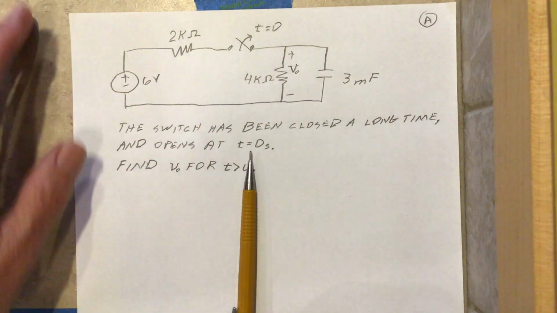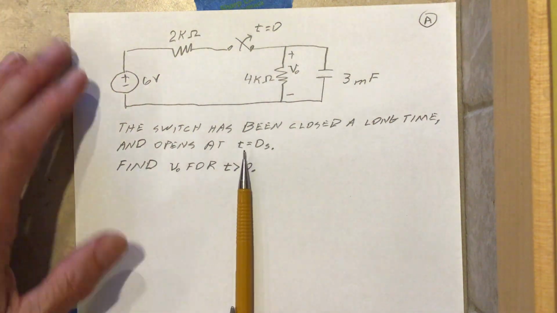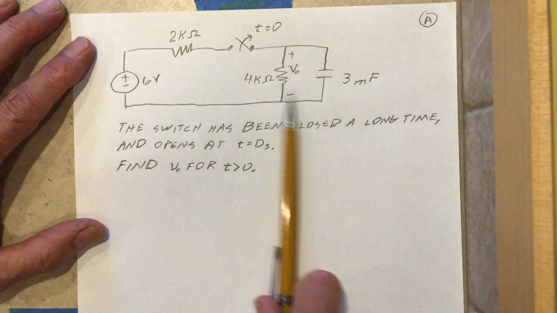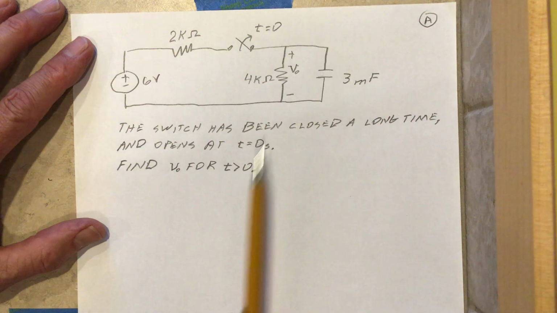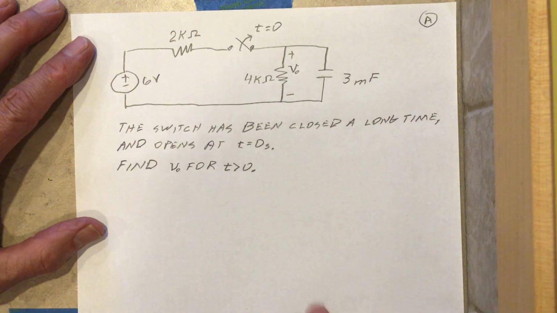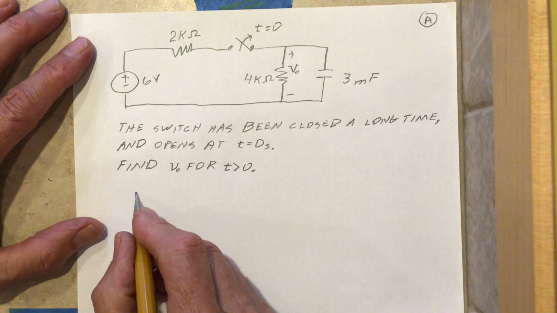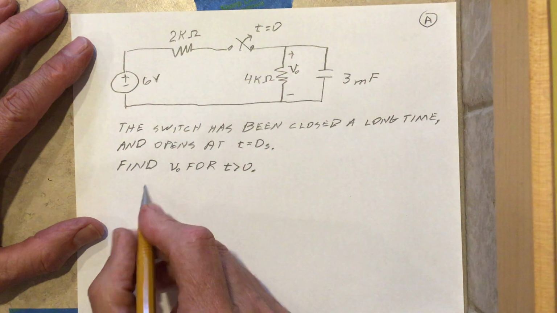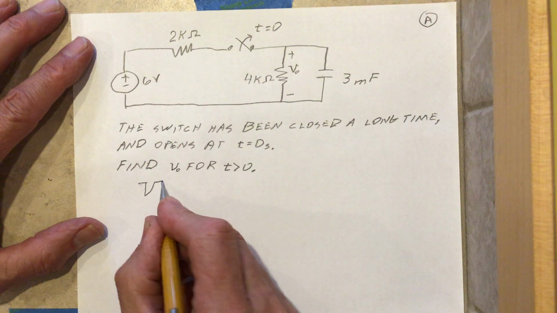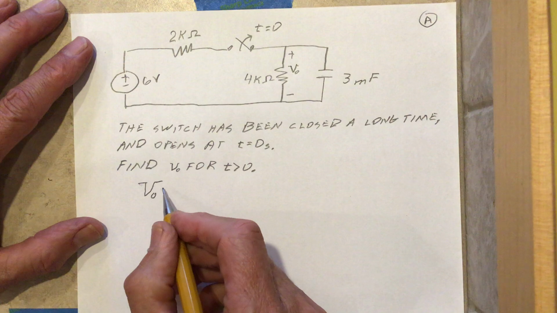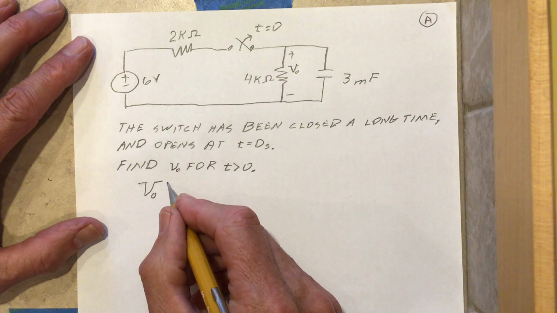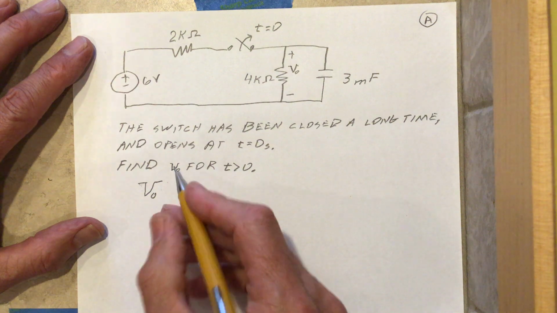The switch opens at time equals 0, and we want to find a function V out, the voltage across it, which is also the voltage across the capacitor for time greater than 0. So we're pretty sure that we're going to be looking at the natural response, so we want to end up with a solution that looks like, now that's a V, believe it or not. Lowercase v is for a time varying voltage, uppercase V is for a constant voltage. All right, so we have V out.